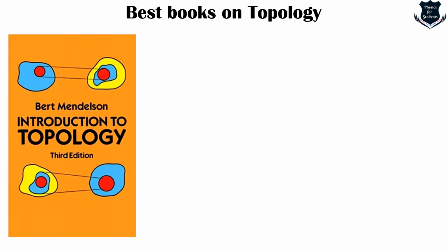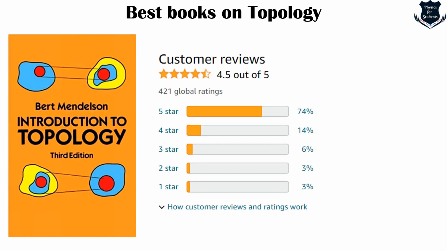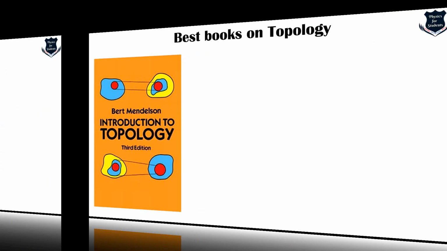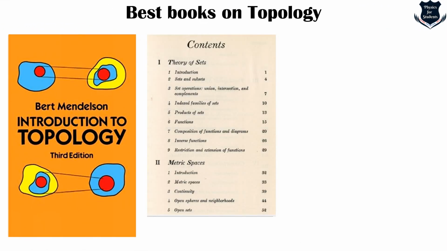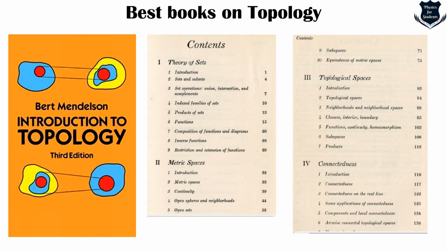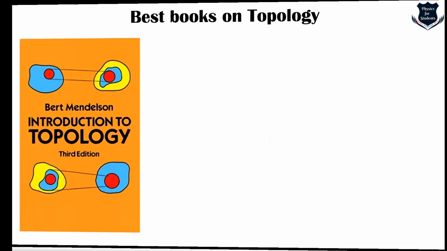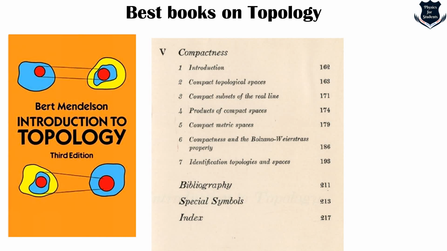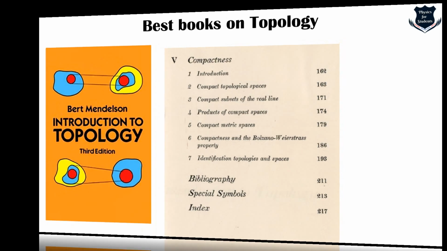The next recommendation of my books would be Bert Mendelssohn's Introduction to Topology. As you see, it is given a 5-star or 74%. And the beauty of this book is that it starts again with the theory of sets. So it assumes nothing, right? Then it goes into metric spaces, then it goes into topological spaces. It is also dealing with connectedness and applications of connectedness and so on. Further, it deals with compactness and it ends. So around 200 pages of book, very compact. It doesn't speak much about anything, but it is a very good book.